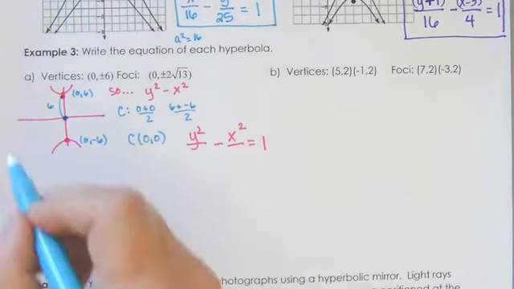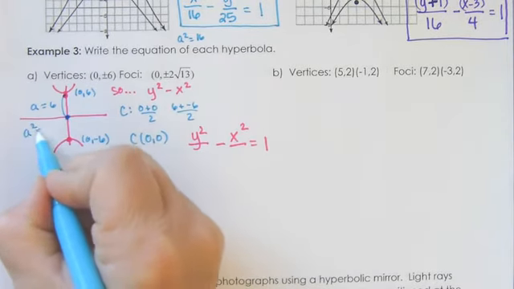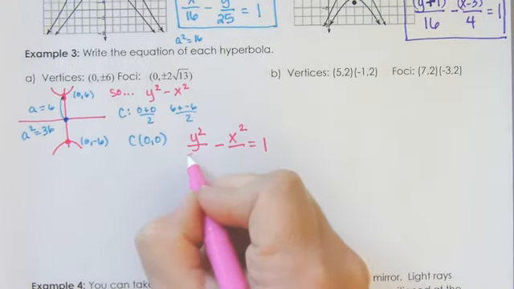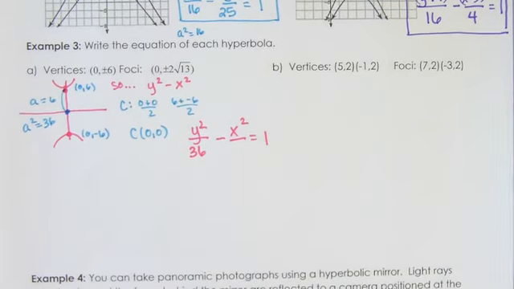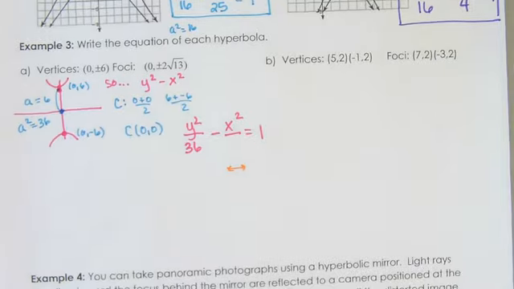So that means that a is equal to 6. So a squared is 36. I'm going to go ahead and just put that under here right now. I only need one more number. I'm going to get that one by figuring out how far left and right I went. At this point, I have no clue.